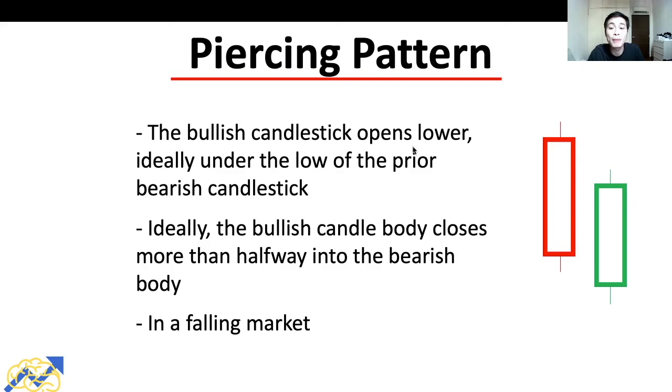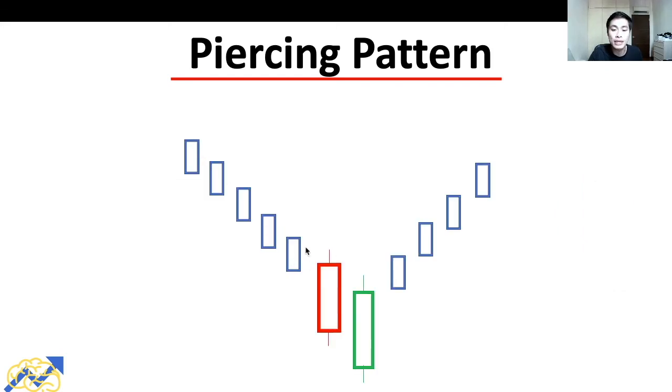The bullish candlestick opens lower, ideally under the low of the bearish candlestick. And the next thing that we want to see is that the bullish candle body closes more than halfway into the bearish candlestick body. And ideally, we want to see the piercing pattern forming in a falling market. In a falling market, when a piercing pattern appears, this indicates to us a possible bullish reversal. And the bullish reversal tells us that prices have a high probability of rising after that.